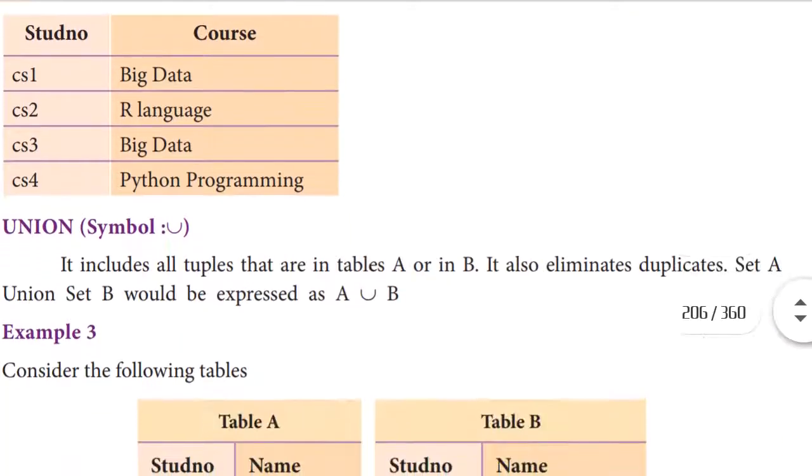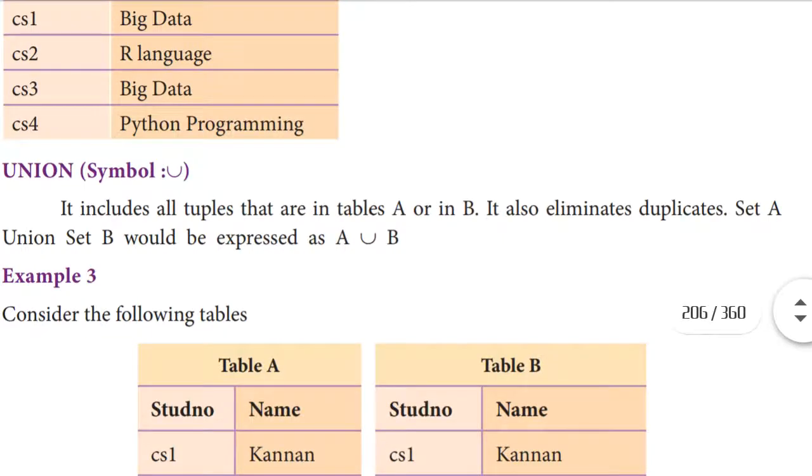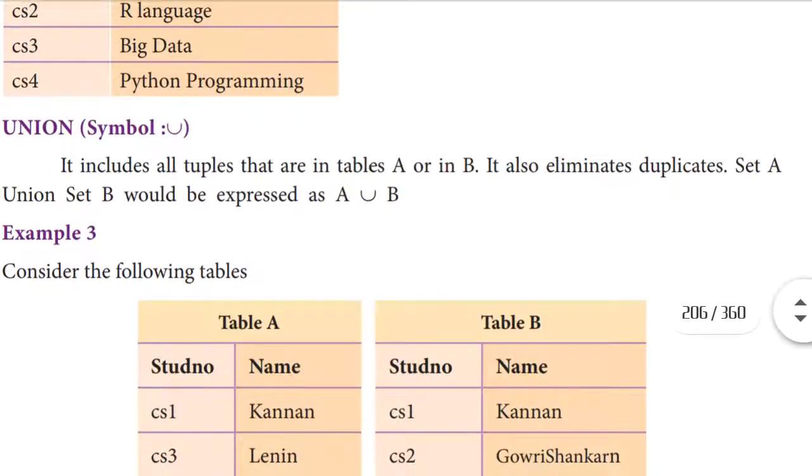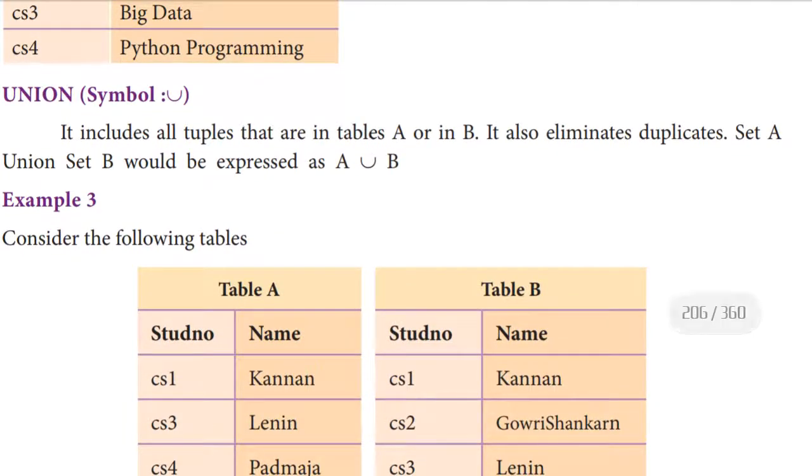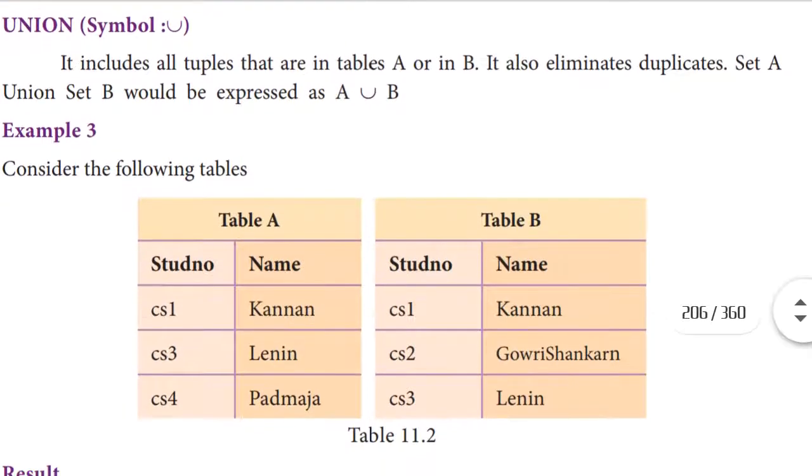Next we are going to see union. These are the set operations. You already know this one. Union means we need 2 tables, table A and table B. Here 2 tables are given. Now we are going to combine these 2 tables, and for that we use a union.